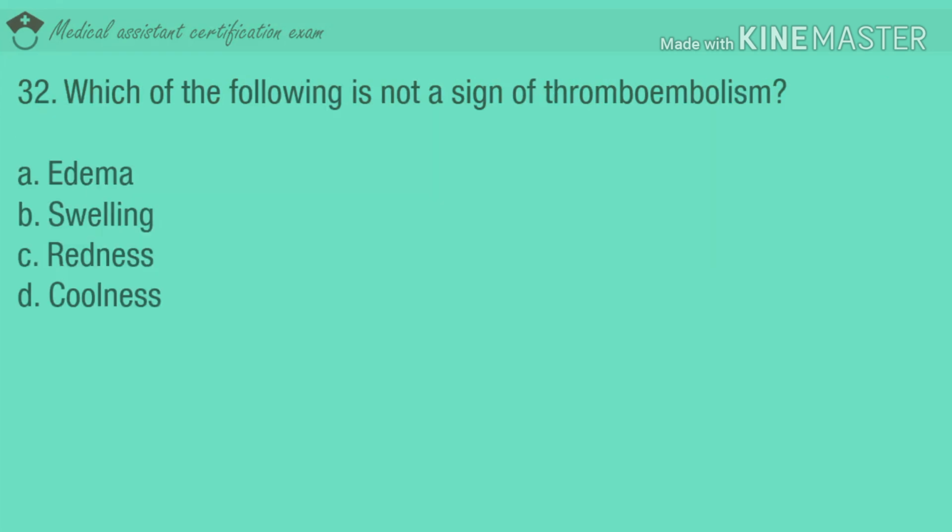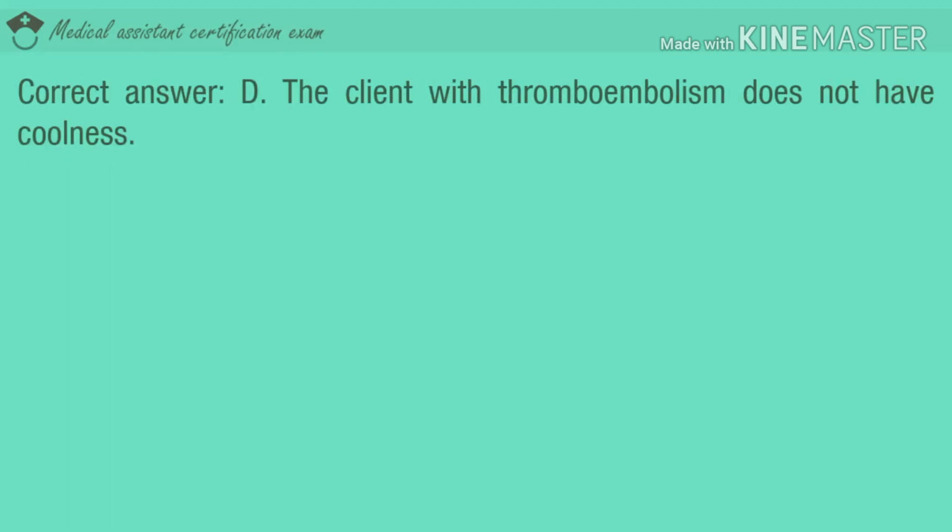Question 32. Which of the following is not a sign of thromboembolism? A. Edema. B. Swelling. C. Redness. D. Coolness. Correct answer, D. The client with thromboembolism does not have coolness.